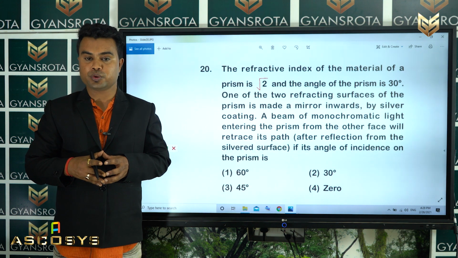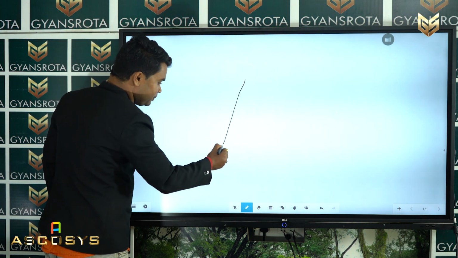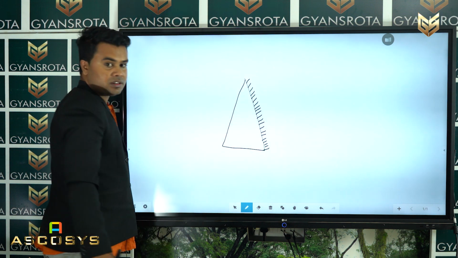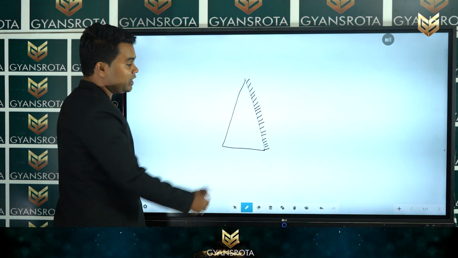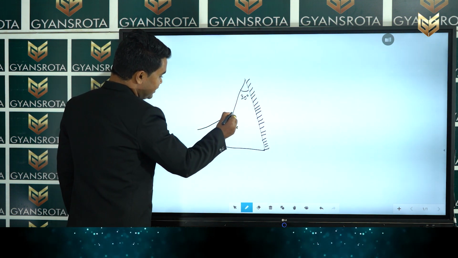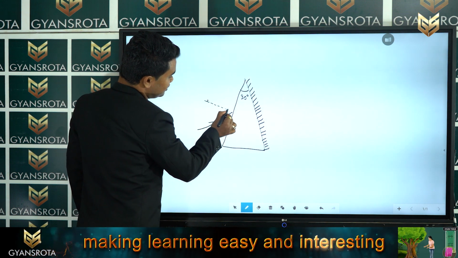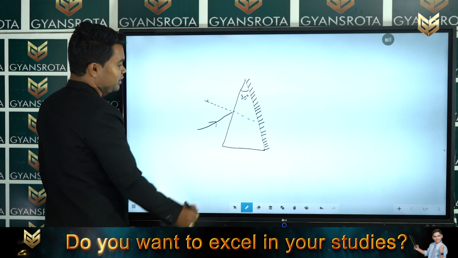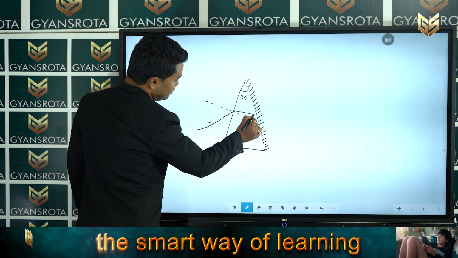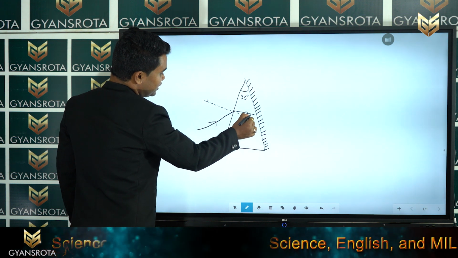Okay, how you are going to do that? So now how do you solve this one? Suppose this is my prism. One side is silvered, right? And the angle of the prism is given to be how much? 30 degree. A ray of light is incident here. So its normal will be perpendicular to the surface. Fine. Now where will the refracted ray go? It will bend towards the normal. This is the refracted ray. If this is 30 degree, according to the geometry, this one will also be 30 degree.